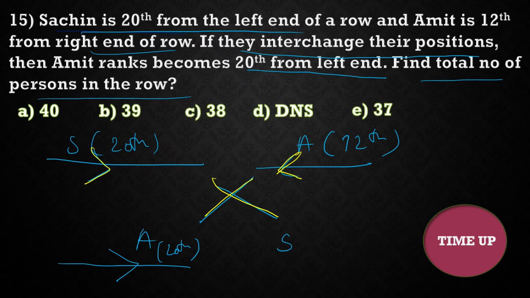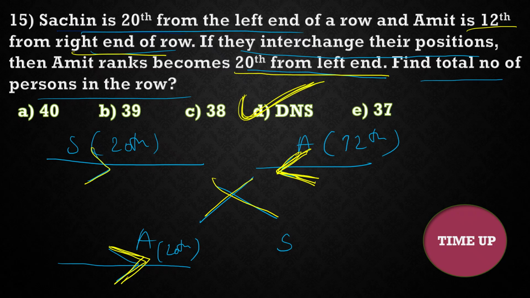He was from the right end. Initially, he was ranked 12th from the right end. Correct? But after interchanging the position, he becomes 20th from the left end. So here the direction has changed. In that case, what I told you, either the answer will be data not sufficient or C and D. So here data not sufficient is given, so D will be your correct option.